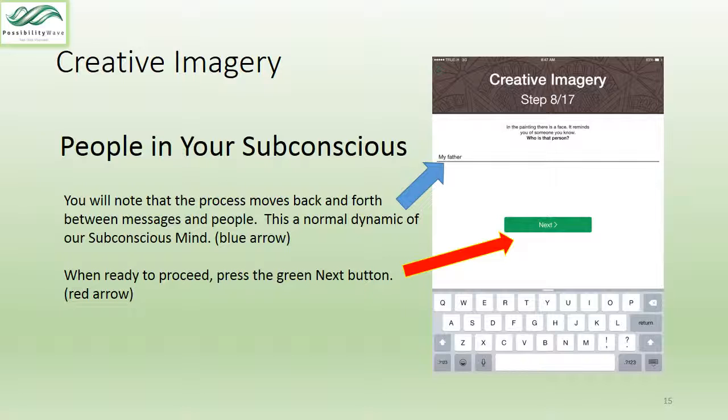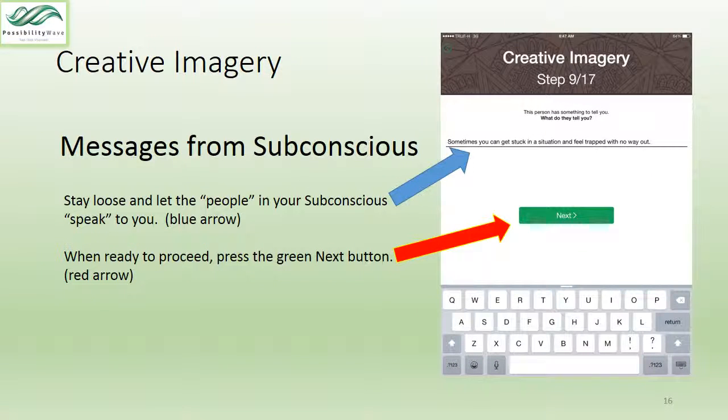This is connect the dot. This is the way of accessing the subconscious mind for important insights and guidance to help you in relation to your current issue. Follow the prompts. This person in the painting has something to tell you. What do they tell you? And you can see here she says sometimes you get stuck in a situation and feel trapped with no way out. Follow the prompts. It's really easy, and yet at the same time a very, very important access into information that is sometimes critically helpful.